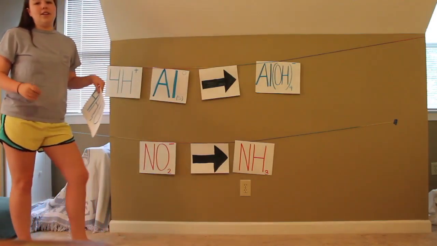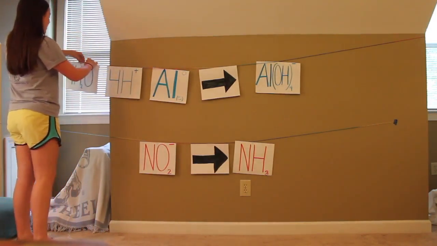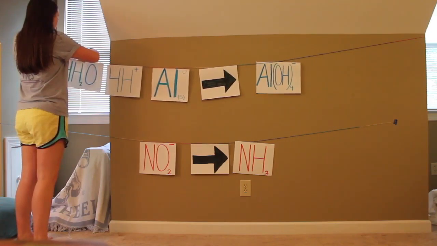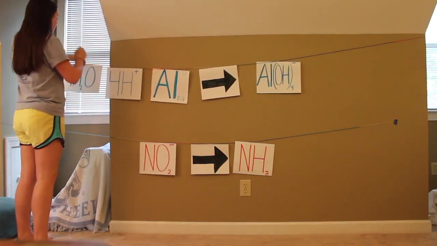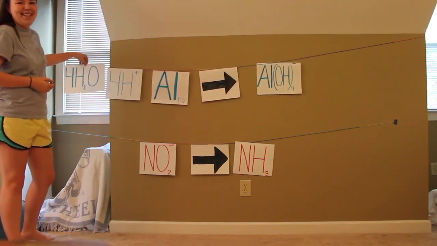Oxygens. So we balance oxygen by adding water. So we're going to add 4 waters to this side. Like so. And now there's something special about basic.